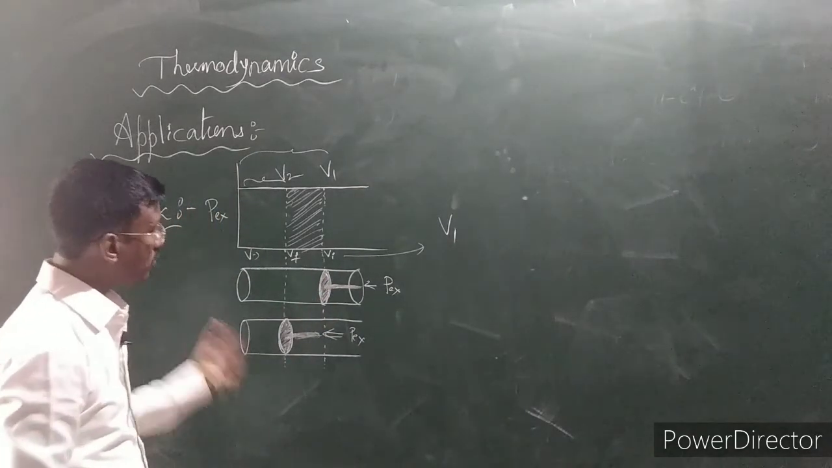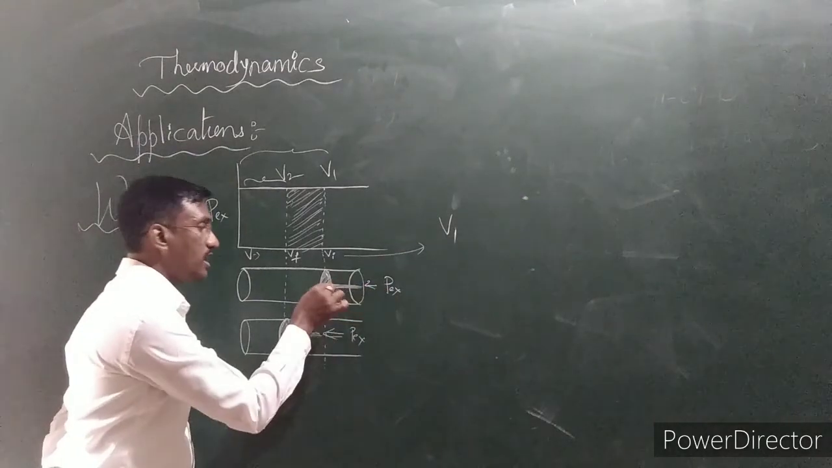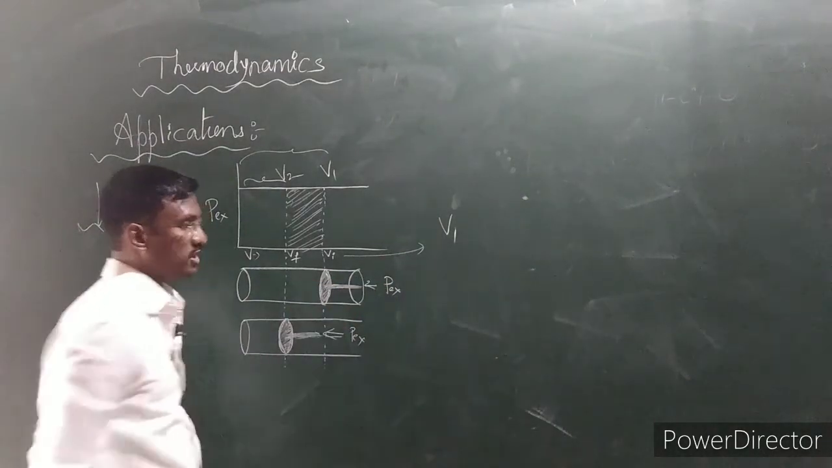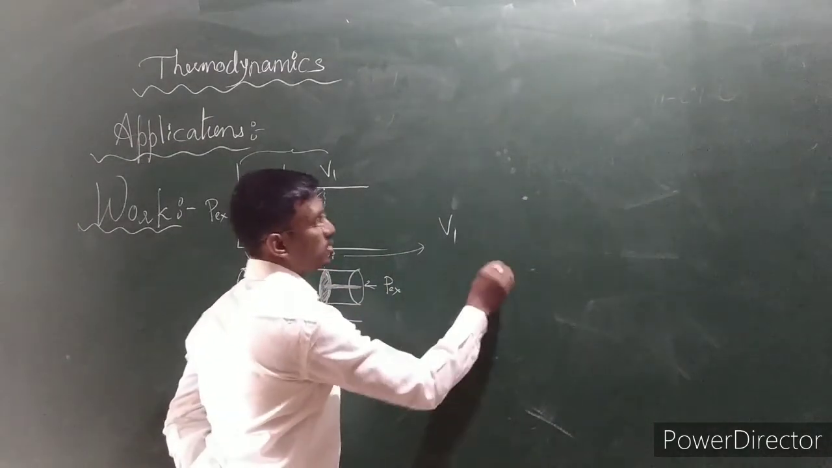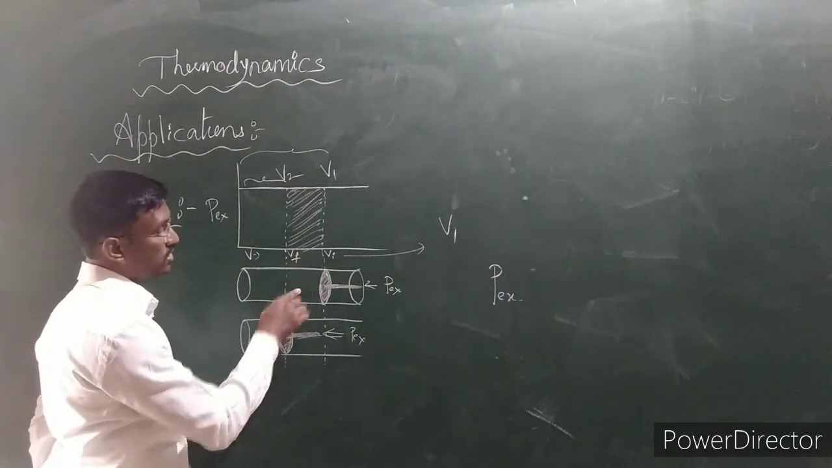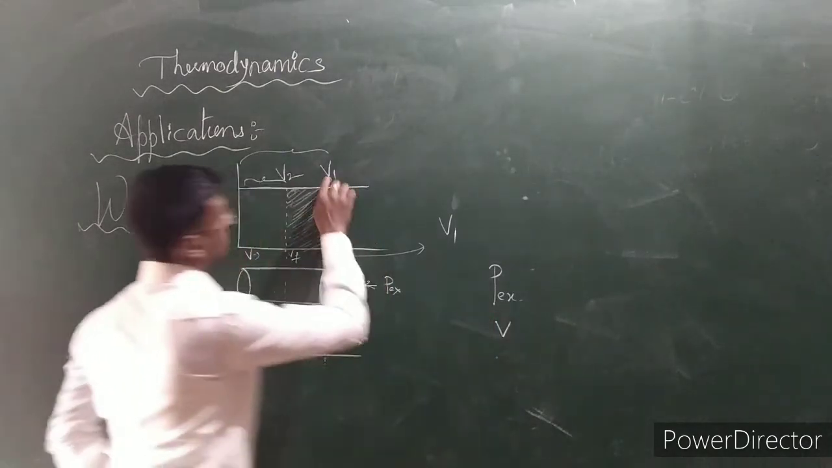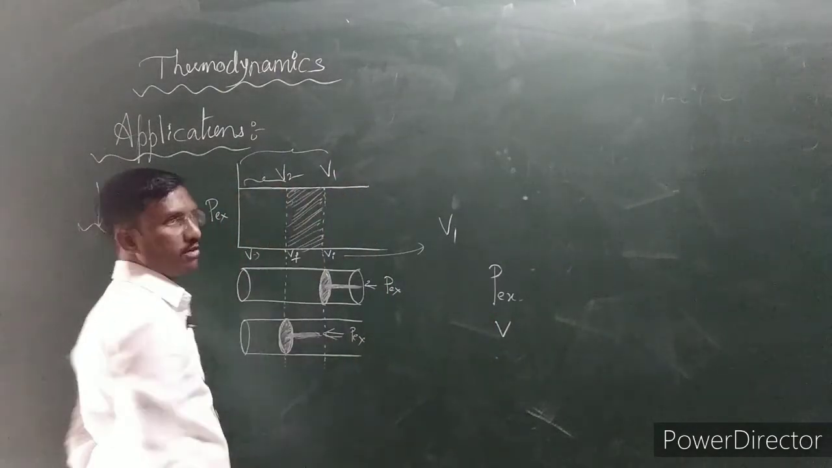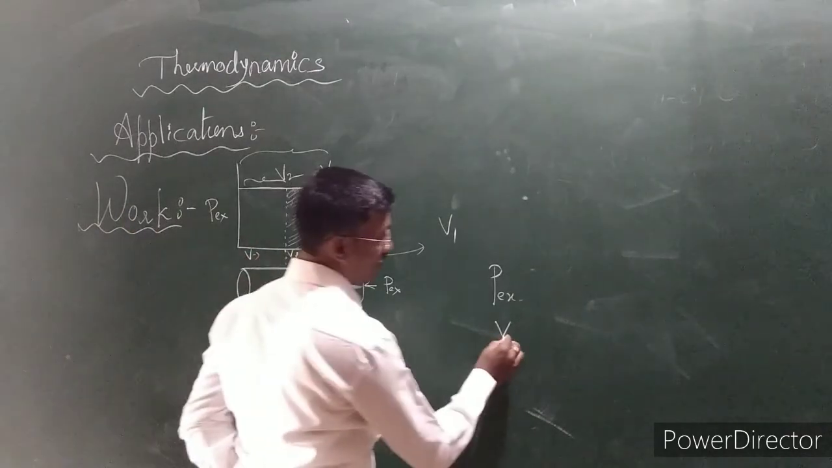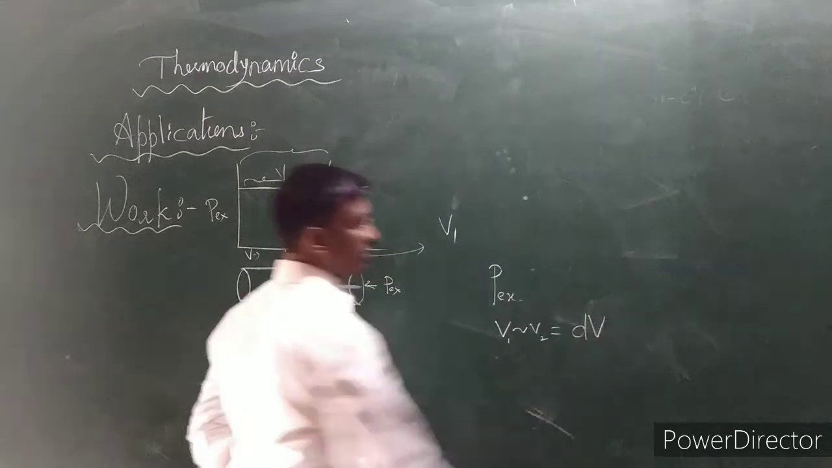So here we are going to calculate the externally applied pressure, that is called external pressure, using this condition. What happens after this pressure? The volume is going to change. Initially it has the volume V1 and finally it has the volume V2. The difference between V1 and V2 is called the difference dV.